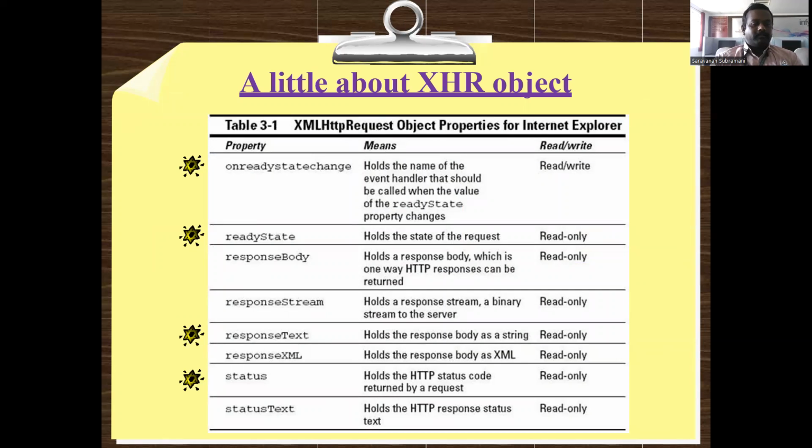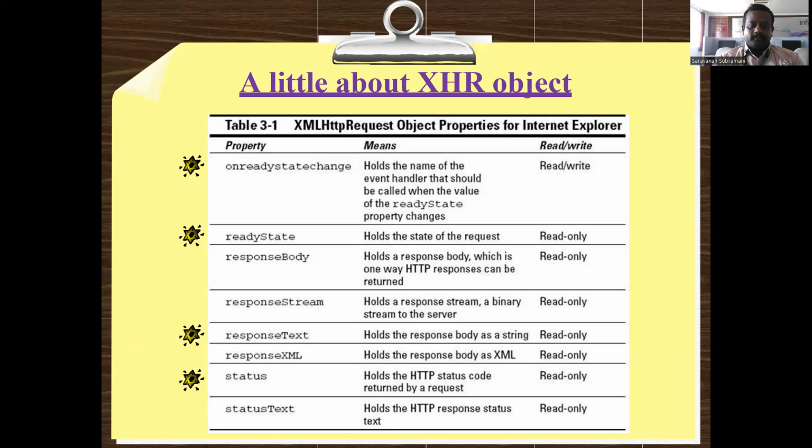There are some objects available in the XMLHttpRequest object, which we have to see one by one. First of all, onreadystatechange. onreadystatechange is a property of XHR. It holds the name of the event handler that should be called when the value of the readyState property changes. And there is a readyState property, which holds the state of the request.